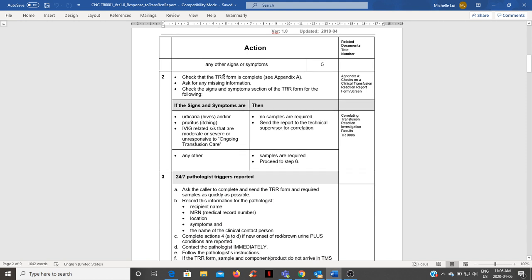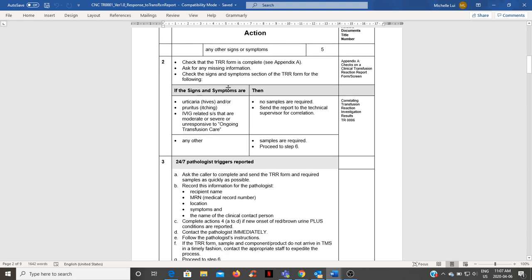Check that the form is complete. Ask for any missing information. Check the signs and symptoms of the form for the following. These would be some of the things that would be listed in question number 1. Briefly list the steps required that you would do. So you're going to check that the form's complete. Check the signs and symptoms.